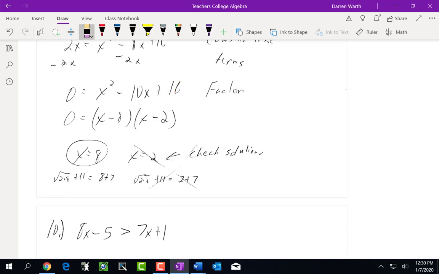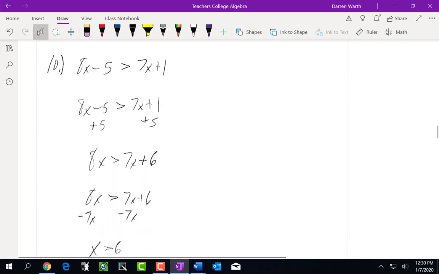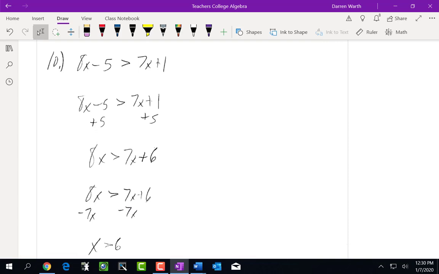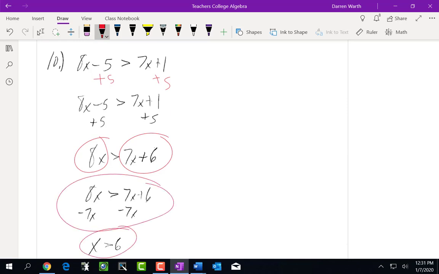Okay, on this next problem, number 10, it says I have 8x minus 5 is greater than 7x plus 1. It says solve the inequality and graph the solution set on the number line. Express the solution set using interval notation. So to solve this, I just add 5 to both sides. So adding 5 to both sides, I'm going to get 8x, and then I get the 7x plus 6. Subtracting 7x from both sides, I get x is greater than 6.